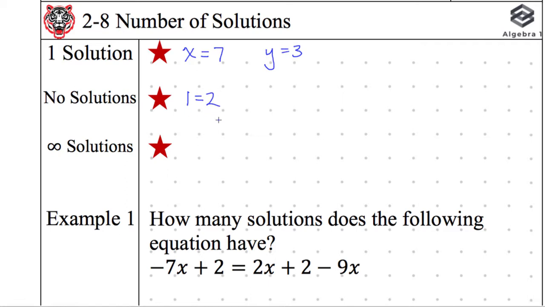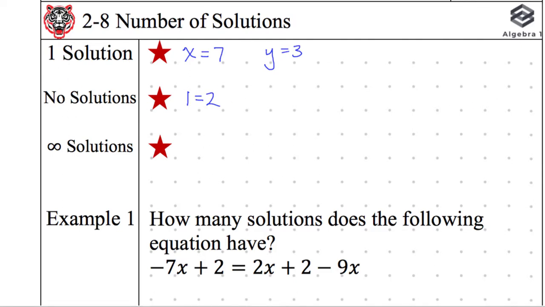How often is 1 equal to 2 based on the current set of axioms that we currently have, based on our current understanding of math? Does it happen occasionally, never, always? What do we think? Occasionally? No. Never. This never happens. No matter what I plug in for x, no matter what I plug in for y, I will never be able to get 1 equal to 2.